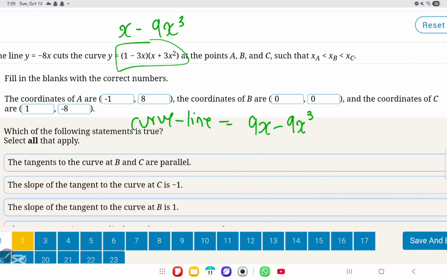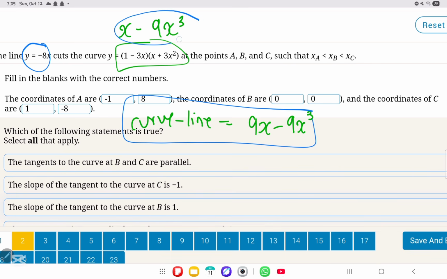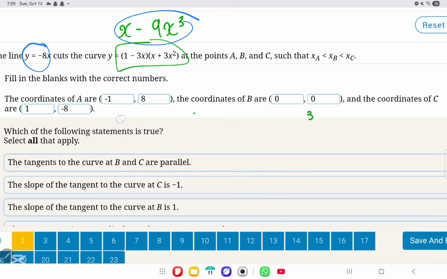Now we need to find the slope at A, at B, and at C. So which equation are we going to use? Are we going to use the line that cuts the curve? Are we going to use the line that joins points A, B, and C? Or will we use the original equation, which is the curve equation. For sure, we're going to be using the original equation, which is the curve equation. Whenever you want to find the slope, you always go back to the original equation.